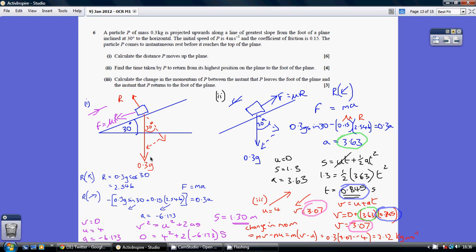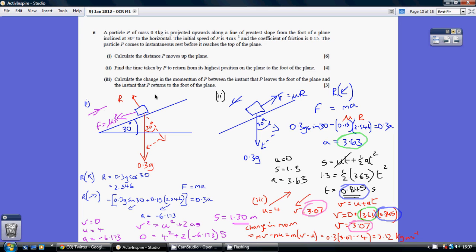Now resolving up the slope, we've got our net force, which is in the opposite direction to the movement, hence why I'm choosing to make it negative. Our forces down the slope are both this component of the weight, 0.3 g sin 30, added together with the friction, which is mu, the coefficient of friction 0.15, times the normal reaction, which we've just worked out to be 2.546. So our net force is this. I'm calling this a negative force because, as I said, it's the opposite direction to the motion. That equals the mass times the acceleration.